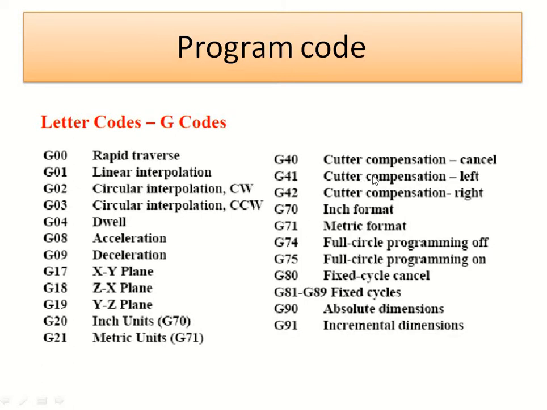Similarly, G40, cutter compensation cancel. G41, cutter compensation left. G42, cutter compensation right. G70, inch format. G71, metric format. G74, full circle programming off. G75, full circle programming on. G80, fixed cycle cancel. G81 to 89, fixed cycles. G90, absolute dimensions, and G91, incremental dimensions. So these are the G codes, representing the different operations.